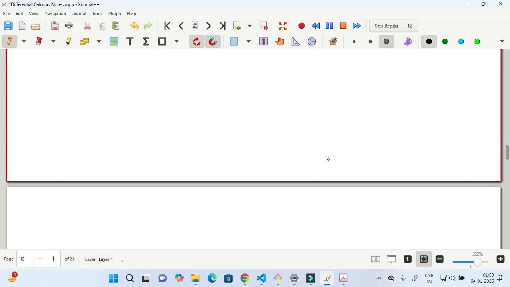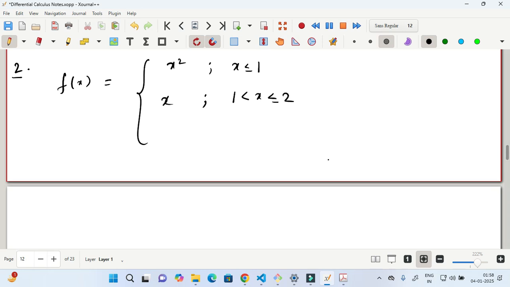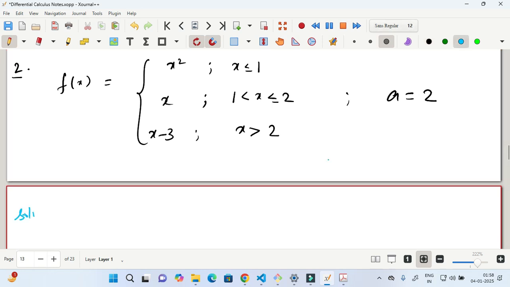The second problem is also of similar sort. We have to find out whether the limit exists at a certain point or not. f of x is equal to x square when x is less than or equal to 1, x when x is between 1 and 2, and x minus 3 when x is greater than 2. a is equal to 2. Now we have to check whether the limit exists at 2 or not.